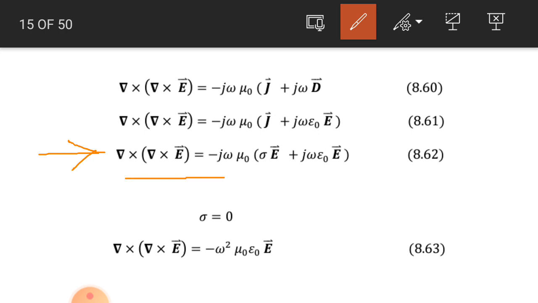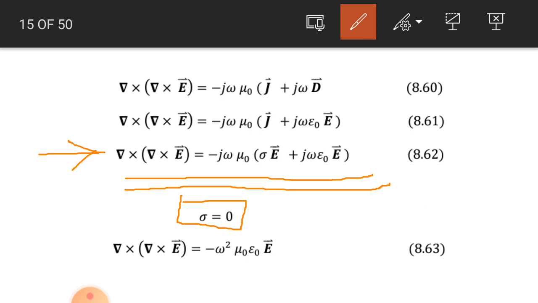So the curl of the electric field intensity is equal to minus j omega mu naught into sigma E plus j omega epsilon naught E. We know that the conductivity of free space is equal to zero. So if the conductivity of free space is equal to zero, we obtain this particular equation, where the curl of the electric field intensity is equal to minus omega square mu naught epsilon naught E.